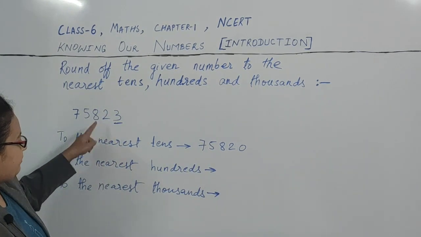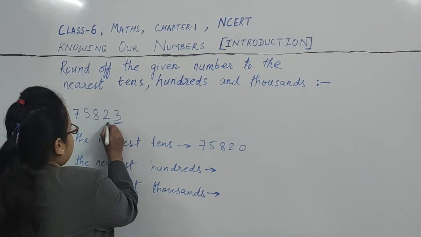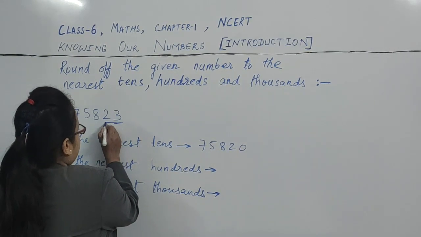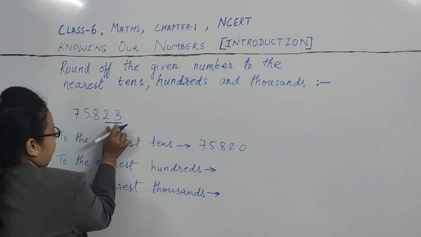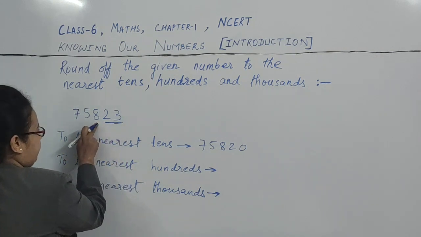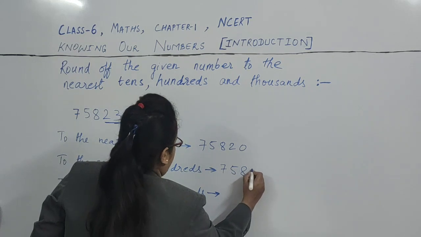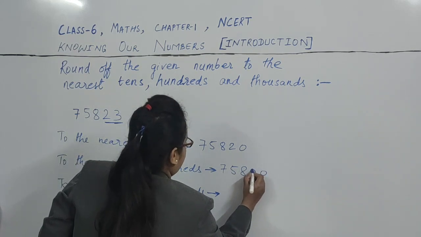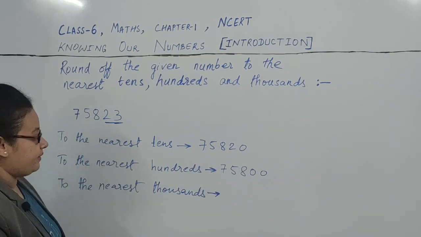Now this same number will be rounded off to the nearest hundreds. So for that we look at the ones, tens and hundreds. So we look at the digit before hundreds place, ones and tens digit. It is less than 50. So it will be rounded off to 0 and this digit will remain as it is. So 7, 5, 8 and 0, 0. So this same number is rounded off to the nearest hundreds.